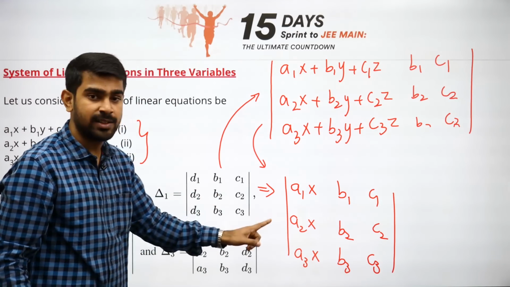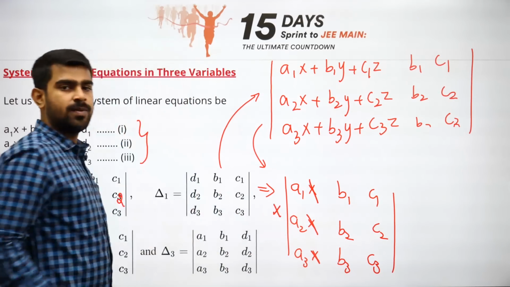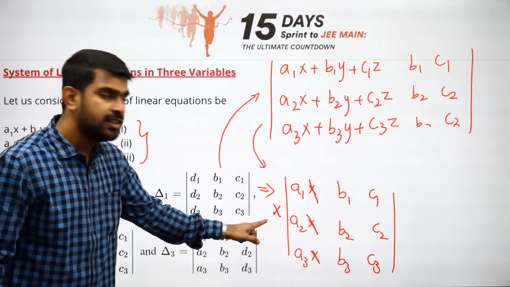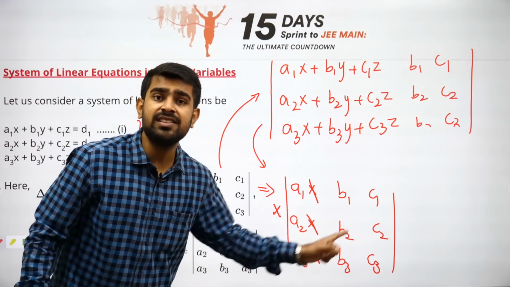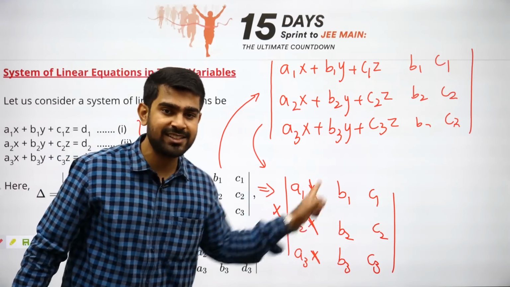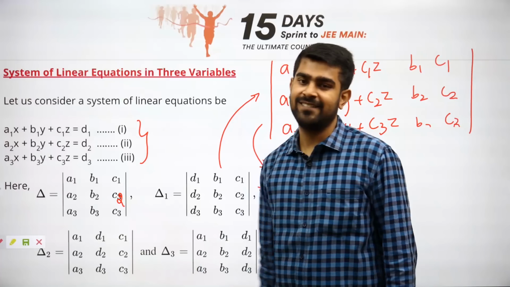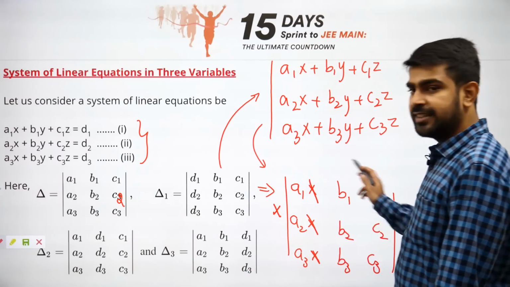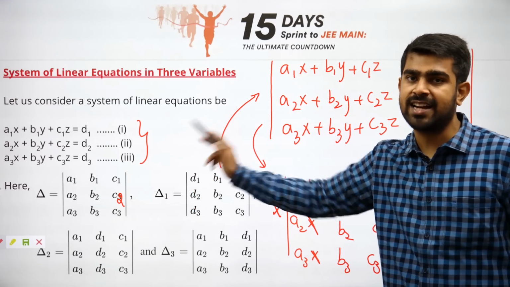Can I take x common from this? If I take x common, what is inside? A1, B1, C1, A2, B2, C2, A3, B3, C3. And what is this determinant called? This determinant is called delta. Isn't that right? This determinant is nothing but delta over there. Can you all visualize that?